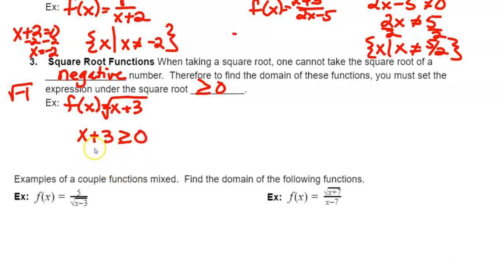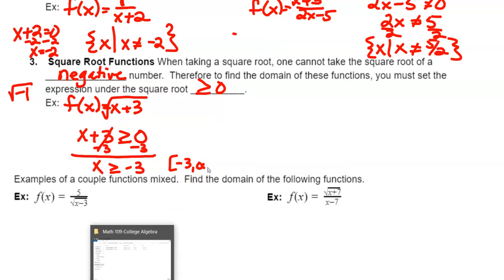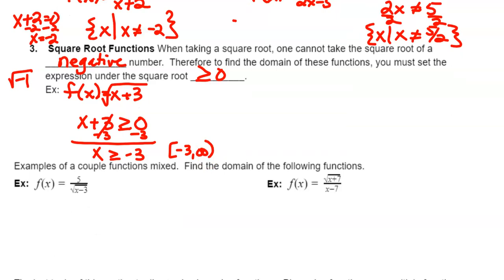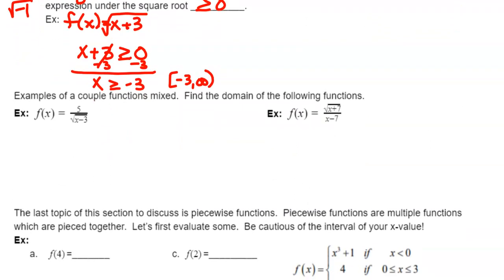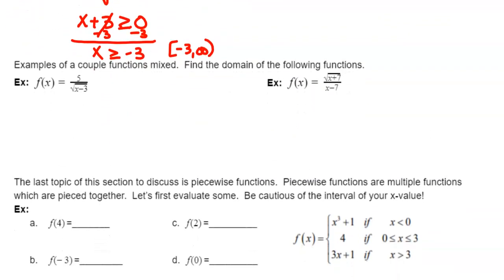It's just like an equals. What we do to one side, we must do to the other. And we get x greater than or equal to -3, which is my domain. Now, if x is greater than or equal to -3, in interval notation I could write -3 to infinity as one way to do that. Okay? So, easy as that. Just set it greater than or equal to 0 and solve. Now, that was just a one-step equation. You might end up having a two-step equation or such.